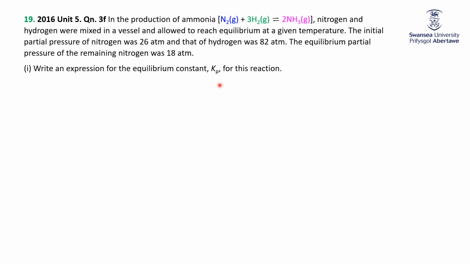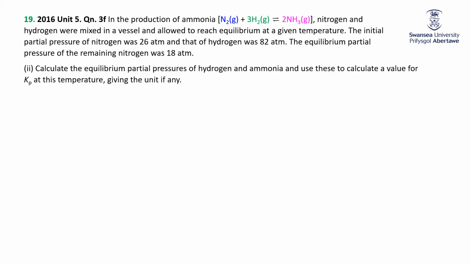Well, it's pressure, so righties over lefties, so it's the pressure of NH3 over the pressure of N2 times the pressure of H2. Don't forget to turn the coefficients into exponents, so it's the NH3 squared and the H2 cubed. That was it for that part. So part 2, calculate the equilibrium partial pressures of hydrogen and ammonia. Use these to calculate the value for Kp.